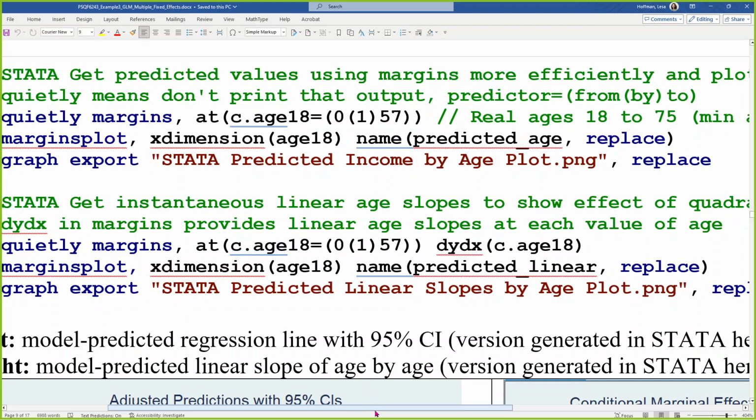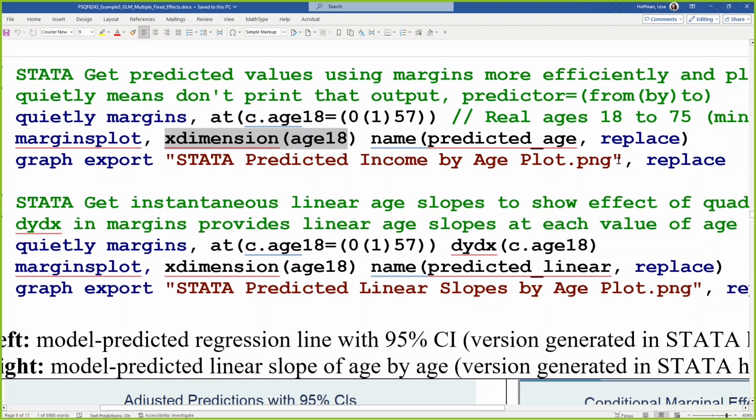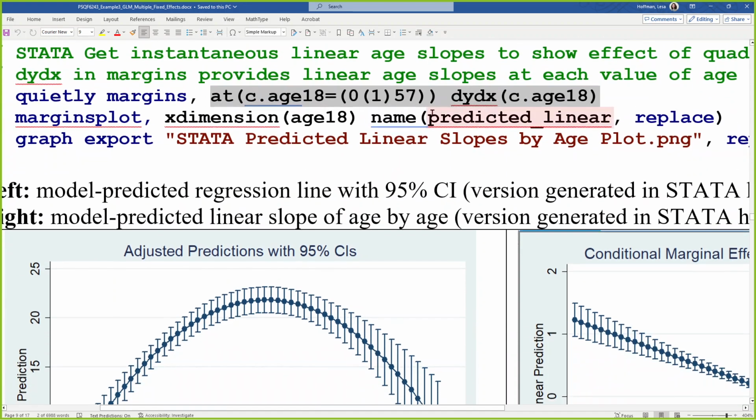But I didn't want to print it in the output because all I wanted to do was make a picture. Whenever you run margins, immediately after it, you have an option to make pictures out of whatever you just generated. So marginsplot says, what would you like X to be? I'd like it to be age 18. You can name the plot, and you can save the plot as an image file. Because it pops up in a different window, it's not going to be stored in your log, so you have to hard code the saving part. Also in Stata, this one gives me predicted linear slopes at every possible age in my data set. So dydx, derivatives.